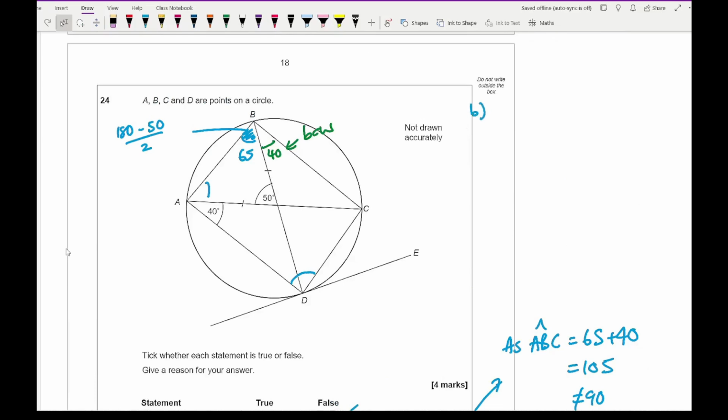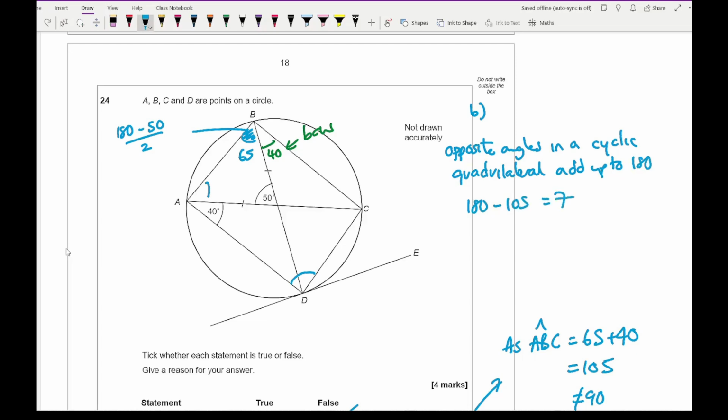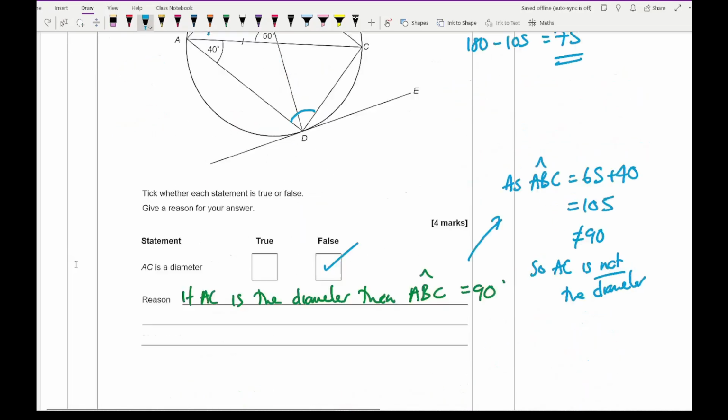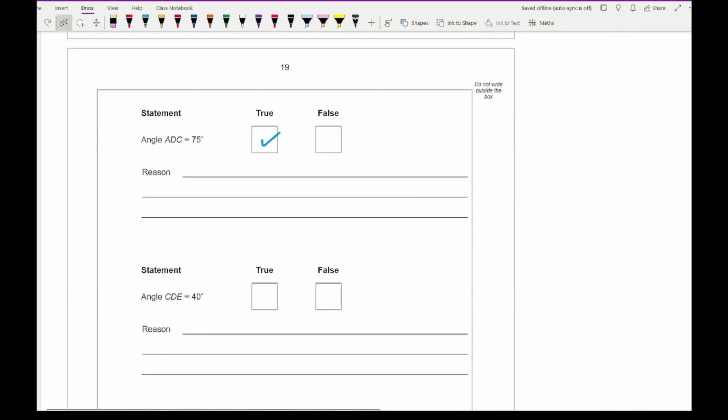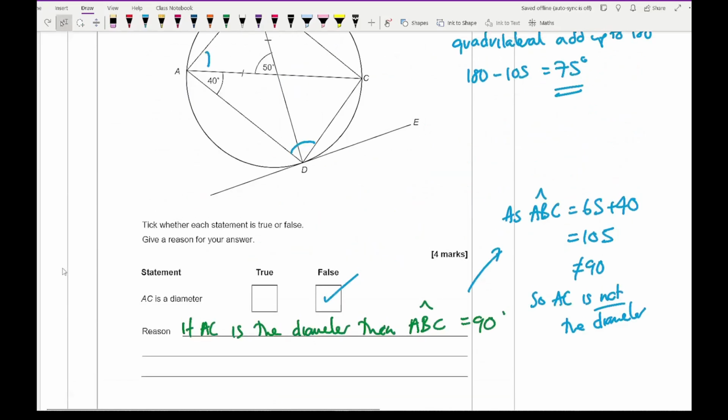So if I just write B here, so this is opposite angles in a cyclic quadrilateral. Opposite angles in a cyclic quadrilateral add up to 180. So here what we've got is 180 minus 105 equals 75. So that there is true. Then we need to write down our reason, and this is my reason for B.